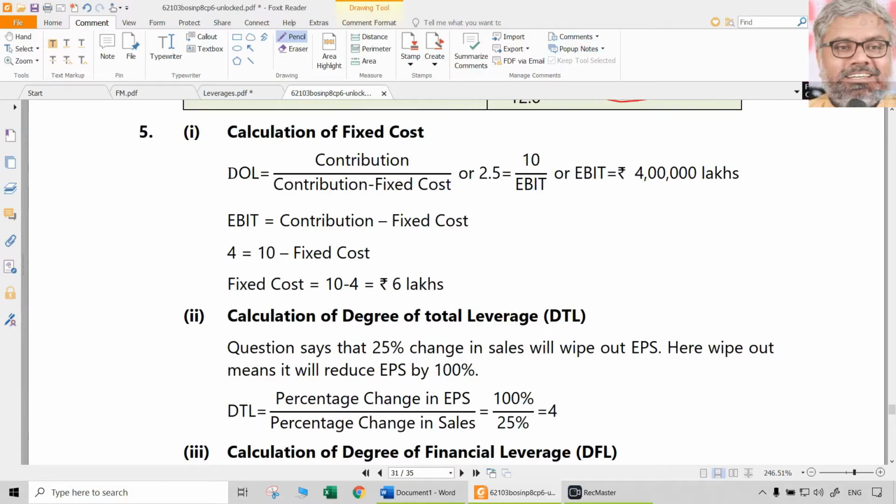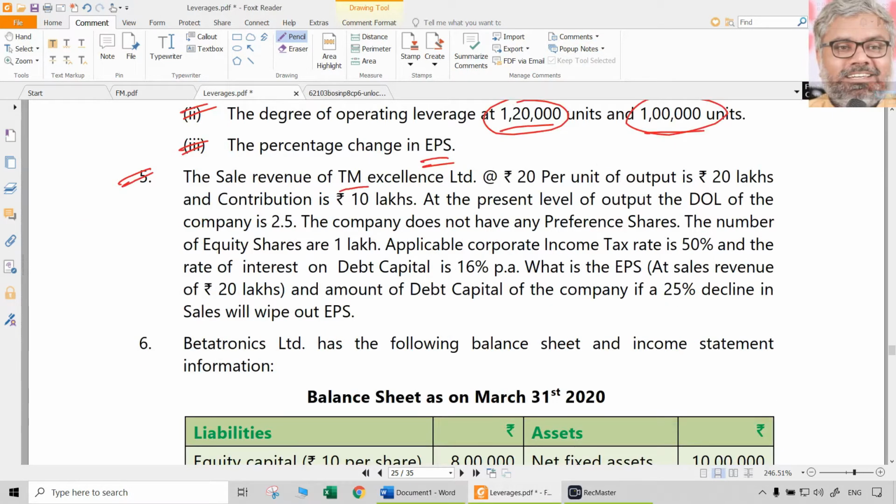Then moving on to question number 5. Sales revenue of TM Excellence Limited, at the rate of 20 rupees per unit of output, is 20 lakhs rupees. See, 20 lakhs rupees sales revenue at 20 rupees per unit means how many number of units they might be selling? 1 lakh units, just for reference. At the present level of output, degree of operating leverage of the company is 2.5. The company does not have any preference shares. The number of equity shares are 1 lakh. Applicable corporate income tax rate is 50%. Rate of interest on debt capital is 16% per annum. What is the EPS?